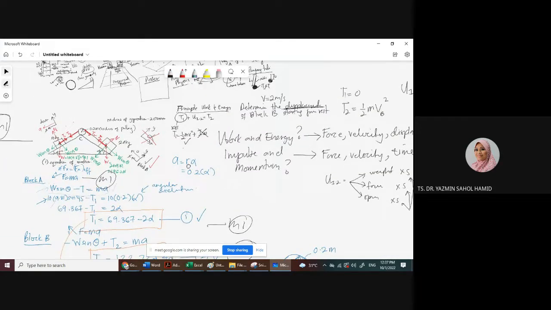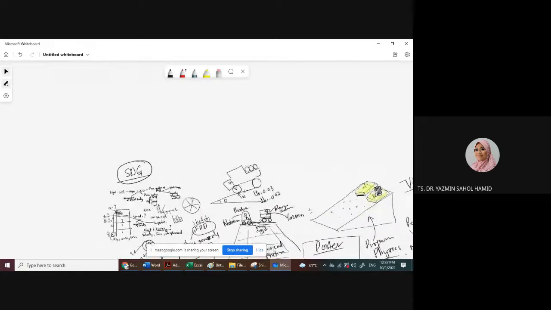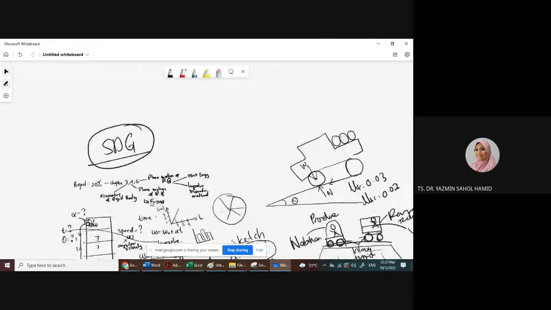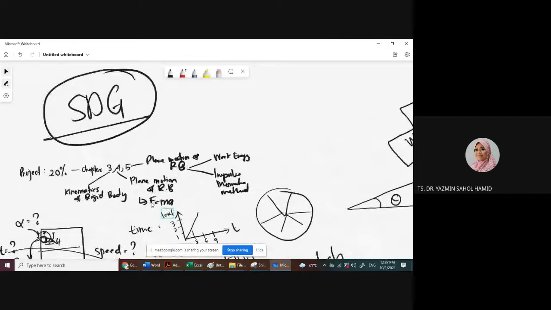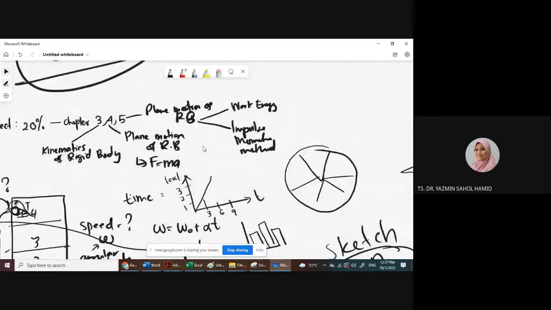Semua topik you kena kaitkan kecuali topik vibration. Okay? You kena kaitkan 3 topik tu tapi menggunakan soalan diagram yang sama tapi you kena kaitkan menggunakan kinematics of rigid body. You kena guna plane motion of rigid body guna Newton second law, and plane motion of rigid body menggunakan work energy and impulse. You kena kaitkan benda tu bersama. Untuk satu diagram problem you.